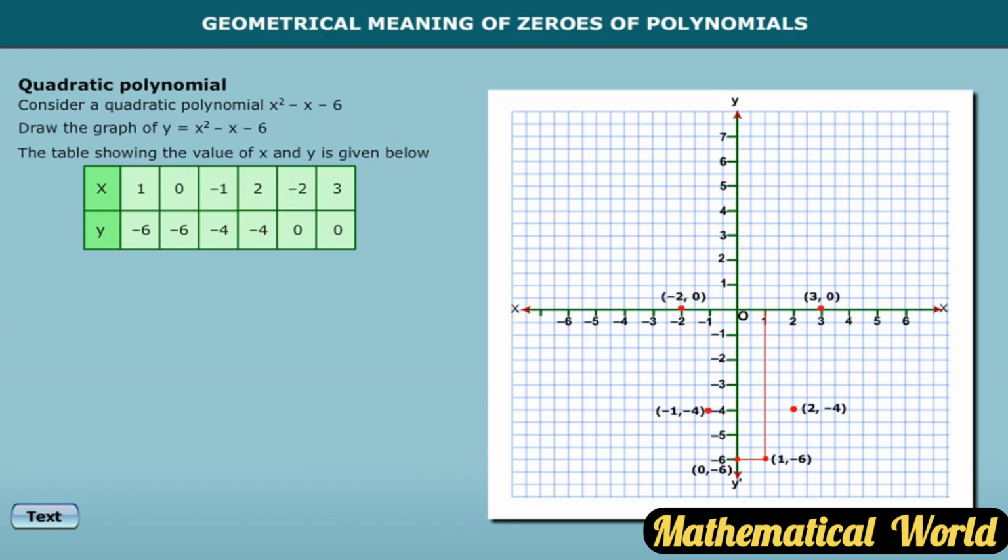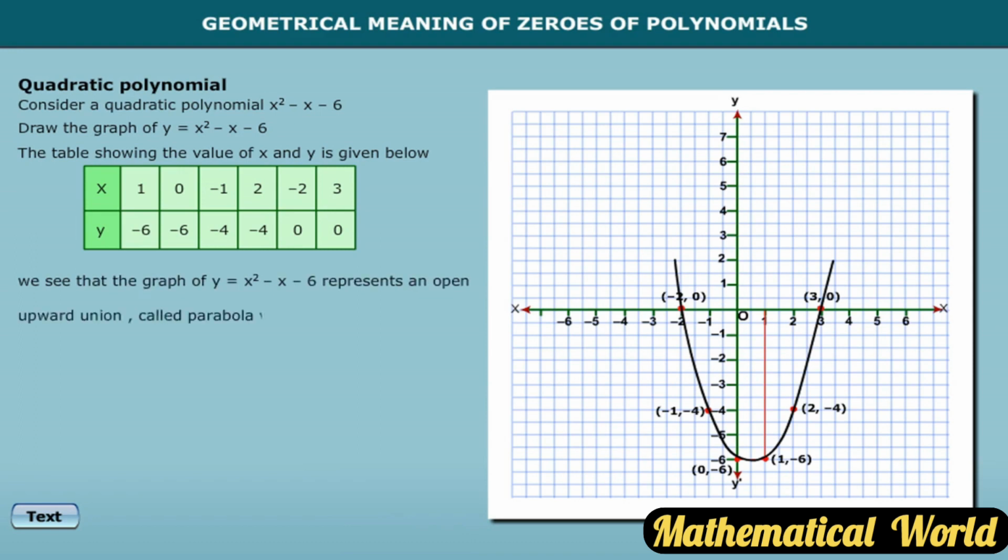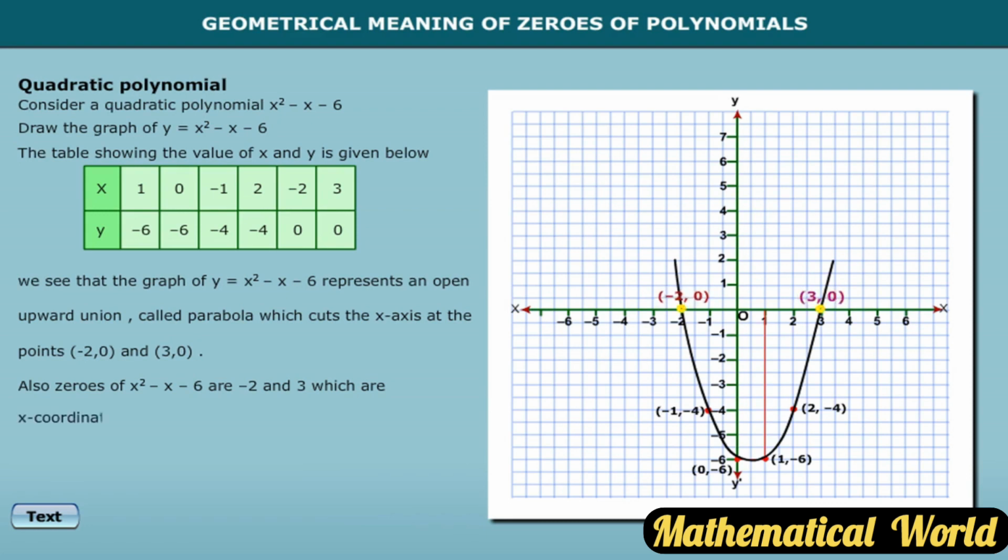On joining the points, we see that the graph of y equal to x square minus x minus 6 represents an open upward curve called parabola, which cuts the x-axis at points (minus 2, 0) and (3, 0). Also, the zeros of x square minus x minus 6 are minus 2 and 3, which are the x-coordinates of the points (minus 2, 0) and (3, 0).